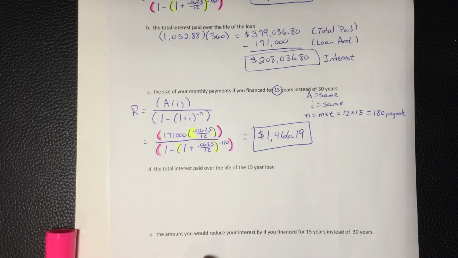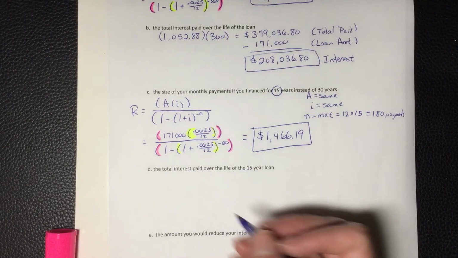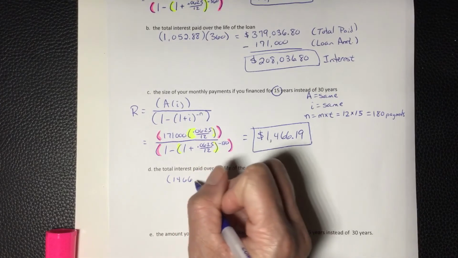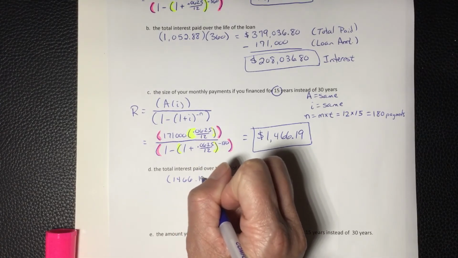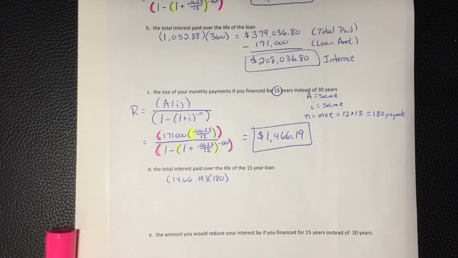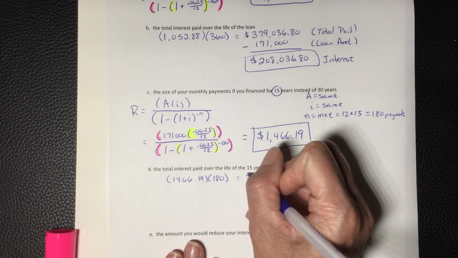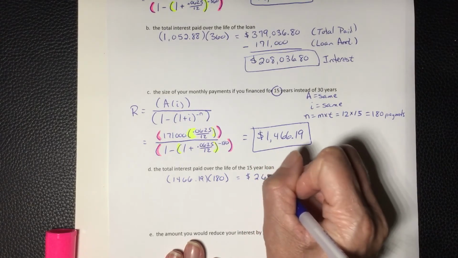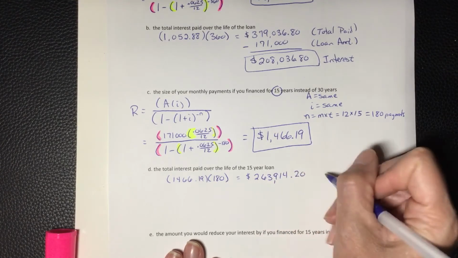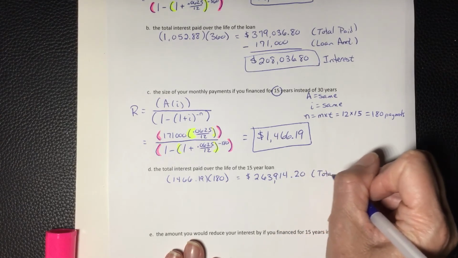All right, so we're going to do total interest. So we're going to start with the total amount paid. So we're going to take our monthly payment. And remember, we're only paying 180 payments instead of 360. So that gives me a total amount of $263,914.20. So this is the total paid.